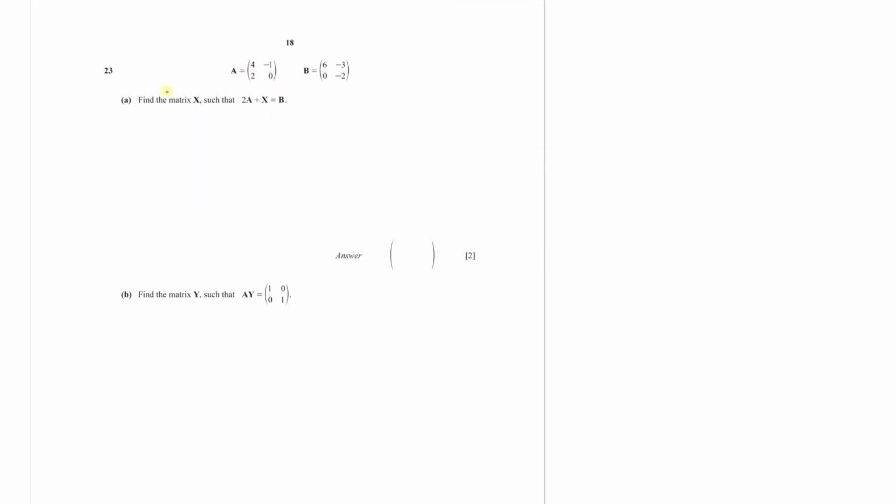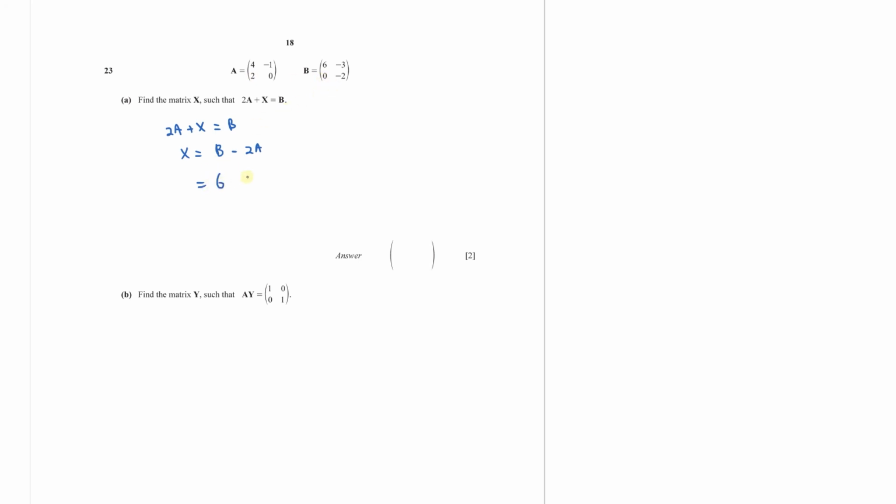Question number 23 is find the matrix X such that 2A plus X equals B. So if I want to find the value of X, I can take this 2A to the other side. So X becomes equal to B minus 2A. Now I can replace the values of A and B.